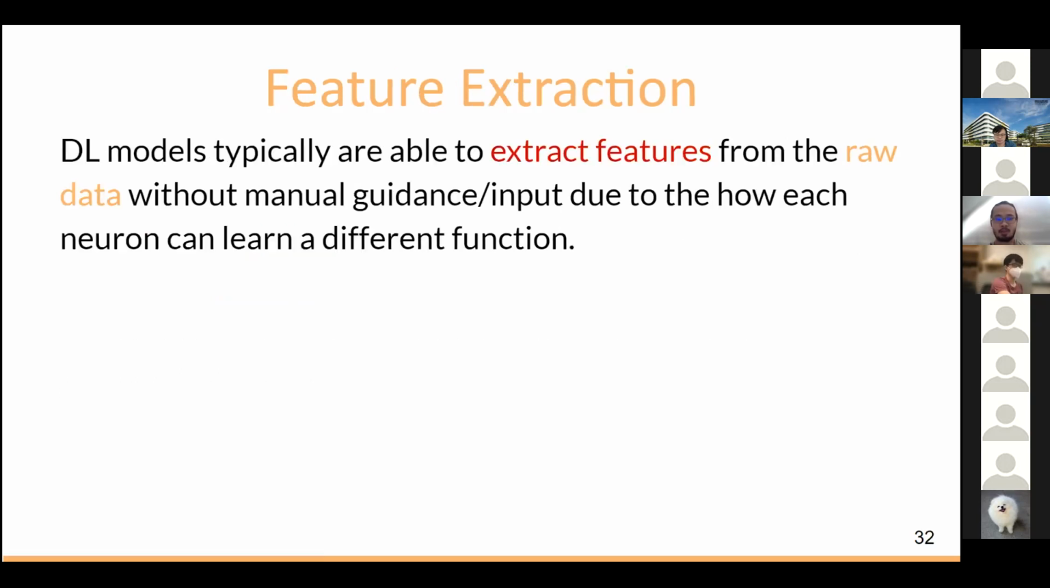Right, and then we talked about feature selection, feature engineering and feature extraction very briefly earlier on. So basically, what exactly is feature extraction? Feature extraction is typically something that we encounter only in deep learning. Basically, what happens is that a portion of the deep learning model is responsible for extracting features from the raw data without any manual guidance or input from the computer scientists.